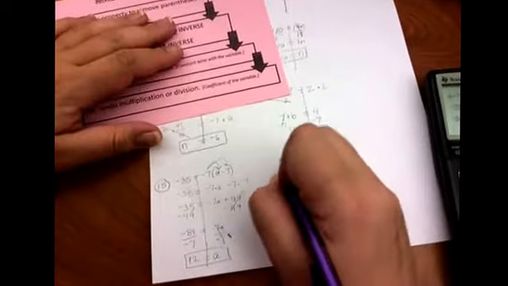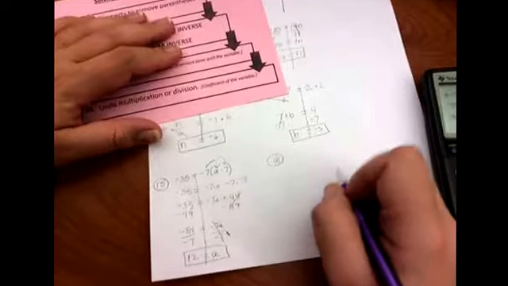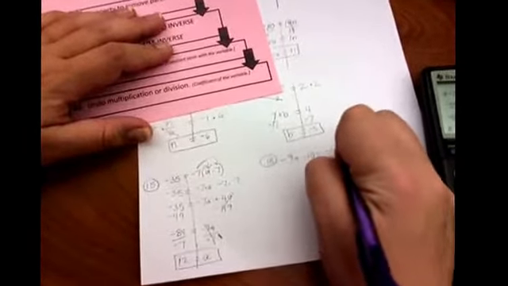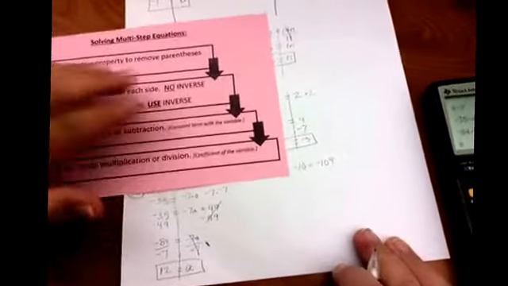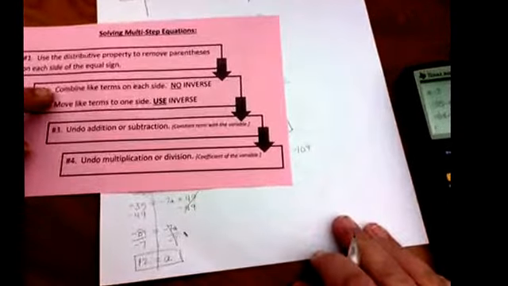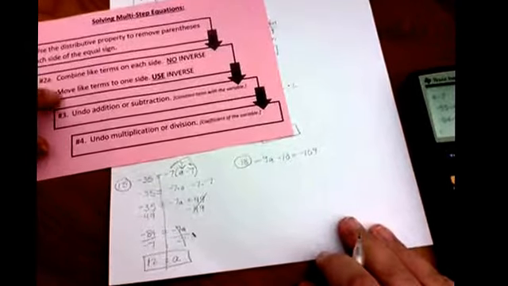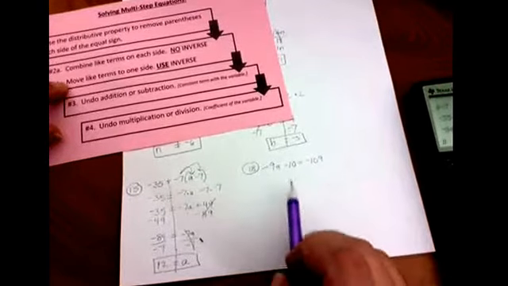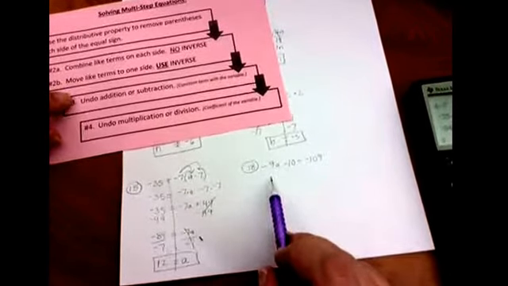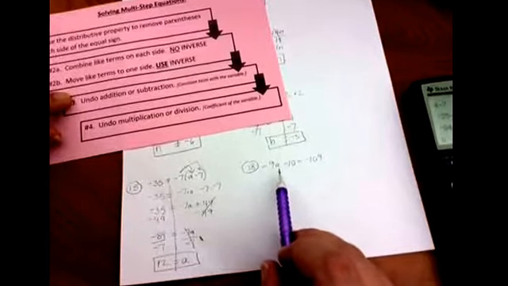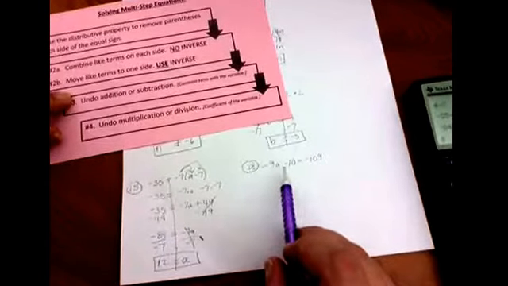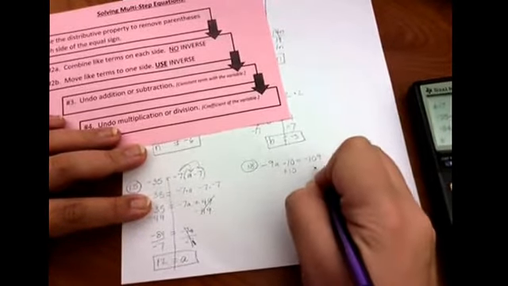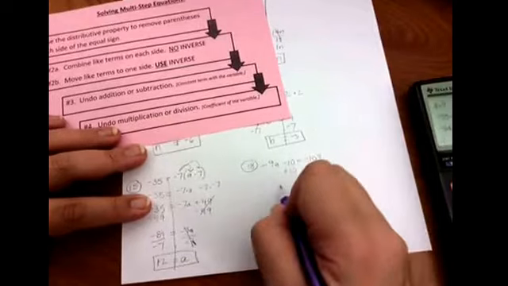Number 18. Negative 9a minus 10 equals negative 109. So this time, no parentheses, so I can skip step 1. No like terms to combine, so I can skip step 2. Come down here. Step 2b, move terms to one side. I've got all my a's together, so I don't need to worry about that. Now I need to focus on the constant. So find the variable, a. The constant with it is negative 10, so I'm going to add 10 to both sides. So I work to start getting that a by itself.